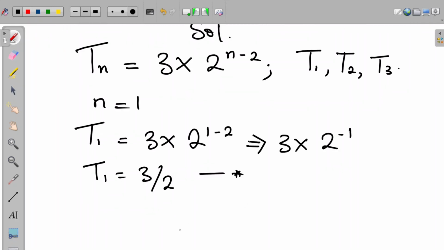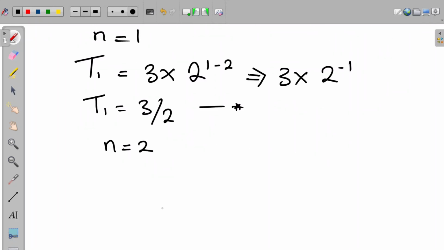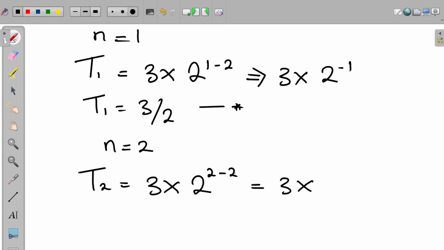Also, for the second term, n is equal to 2. So therefore, t subscript 2 is equal to 3 times 2 to the power 2 minus 2. This is giving us 3 times 2 to the power of 0, since 2 minus 2 is 0. And anything to the power of 0 is equal to 1. Therefore, the second term is equal to 3 times 1, which is equal to 3.